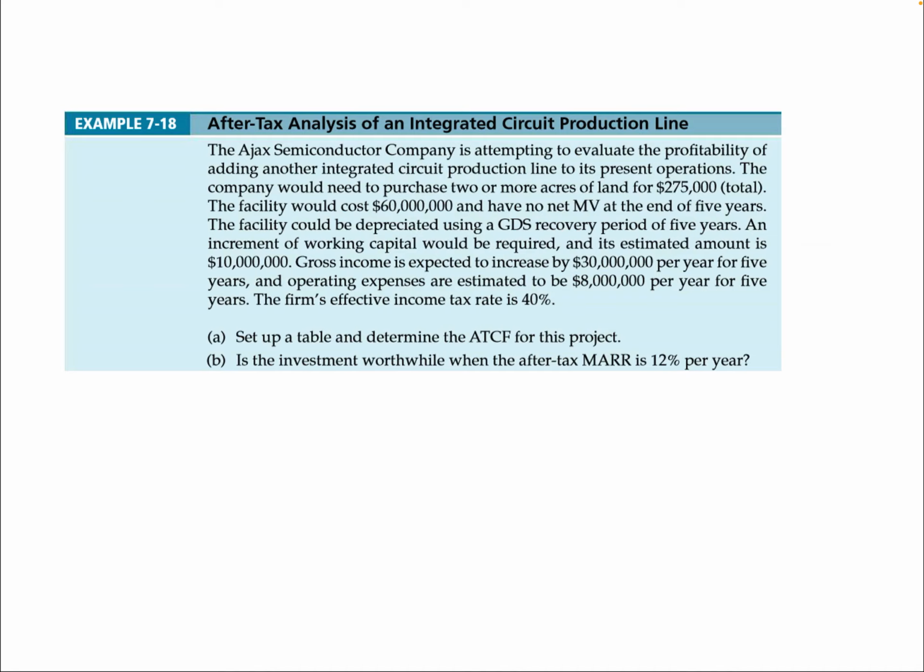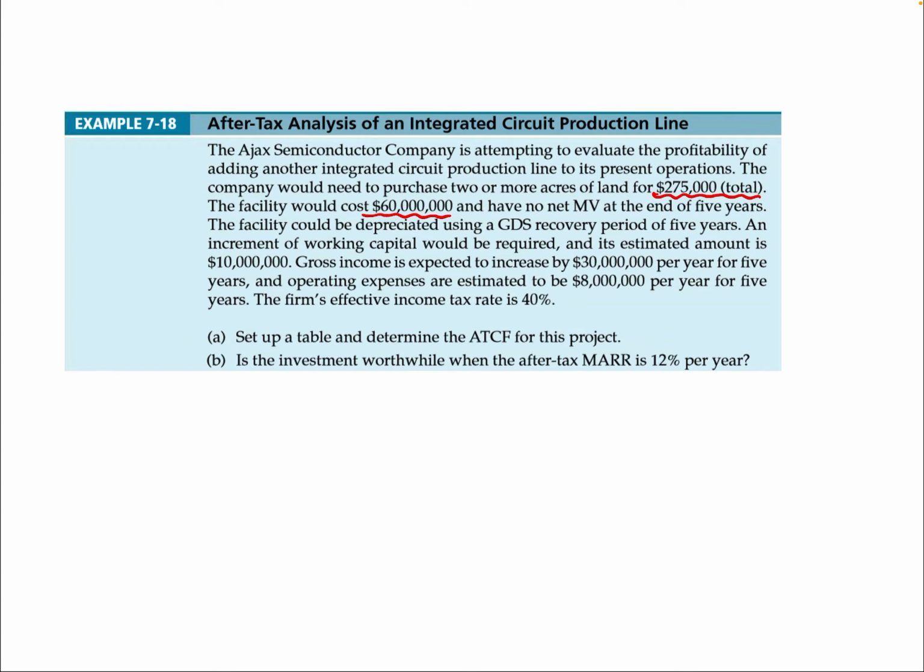So this is Ajax Semiconductor Company. It attempts to evaluate the profitability of adding another integrated circuit production line to its present operations. So there is a proposal. How does the cash flow look? The company would need to purchase 2 or more acres of land. So this is the cost for land. And the facility would cost 60 million. So that's another piece of cost at the beginning. That's for the facility, and it has no net MV at the end of the 5 years. So for the facility, there is no MV.